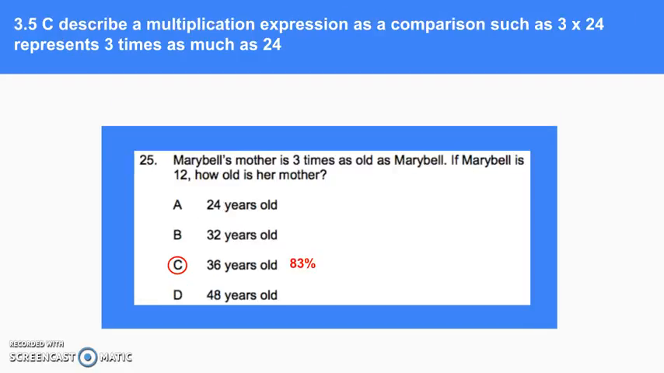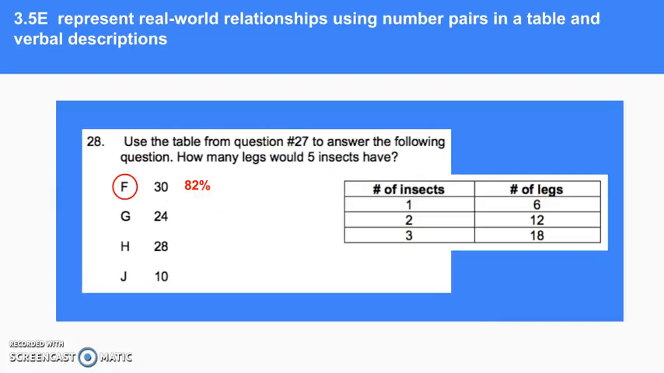Question number 25 aligns to the TEK 3.5C, to describe a multiplication expression as a comparison, such as 3 times 24 represents 3 times as much as 24. The students were very successful with C being the correct response, and 83% of our students getting that one correct.